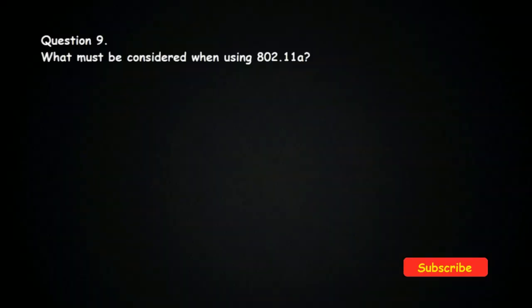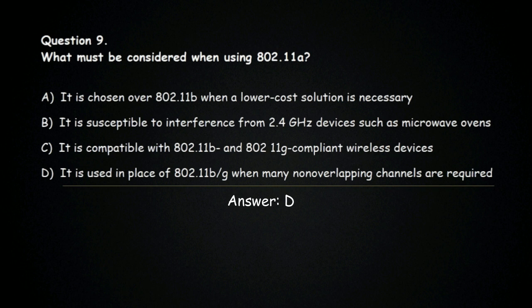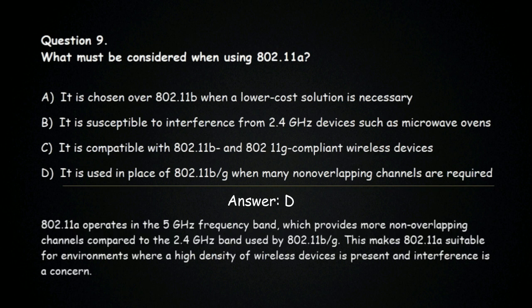Question 9. What must be considered when using 802.11a? Options. Correct answer is D. It is used in place of 802.11b/g when many non-overlapping channels are required.